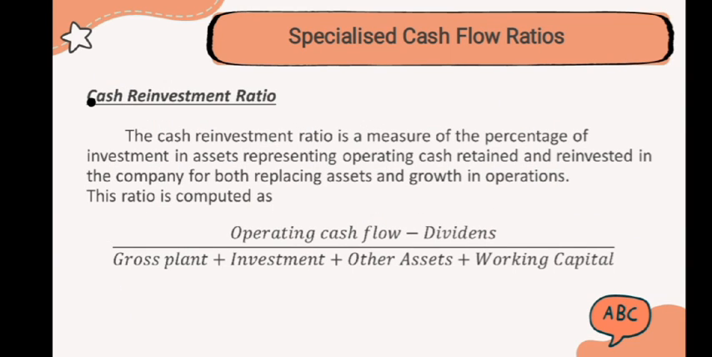And the cash reinvestment ratio. The cash reinvestment ratio is a measure of the percentage of investment in assets representing operating cash retained and reinvested in the company for both replacing assets and growth in operations. The ratio is computed as operating cash flow minus dividends, divided by gross plant plus investment plus other assets plus working capital.